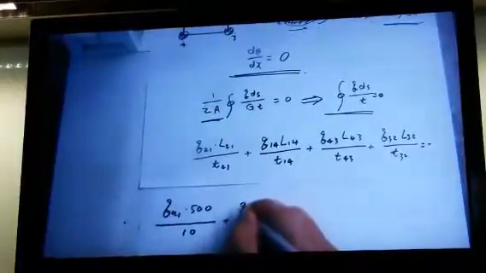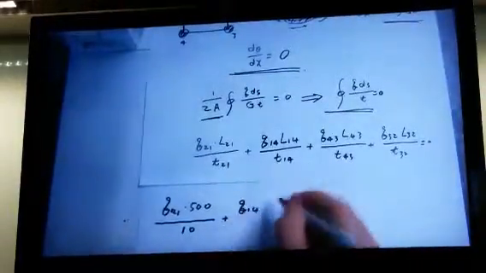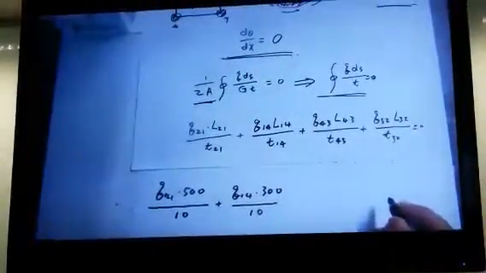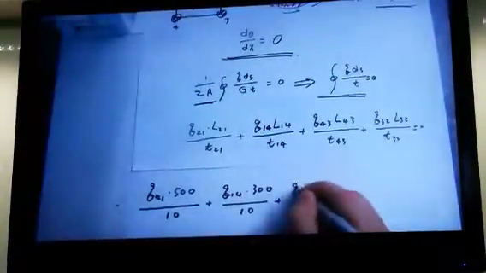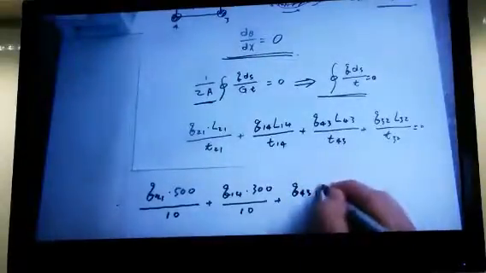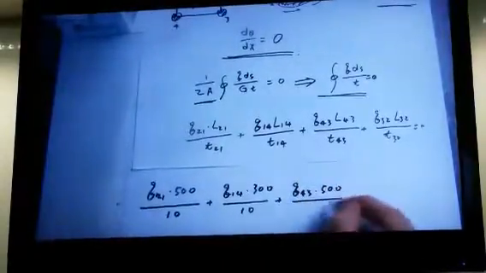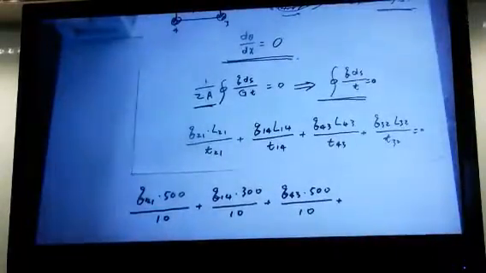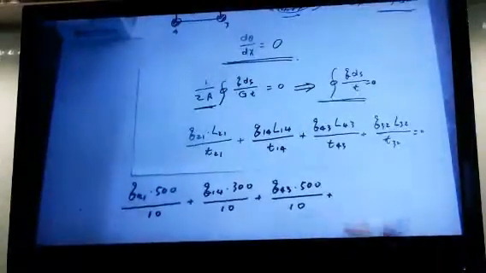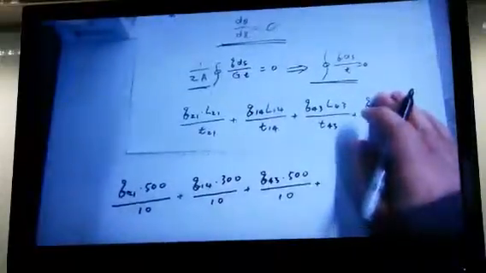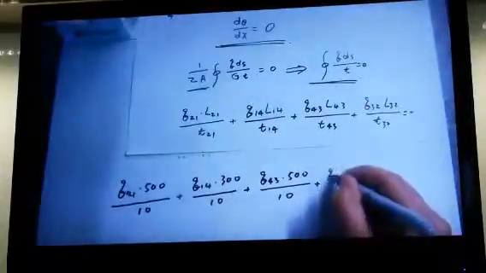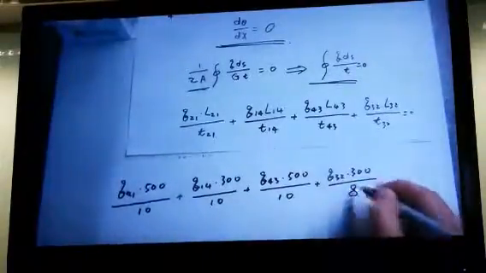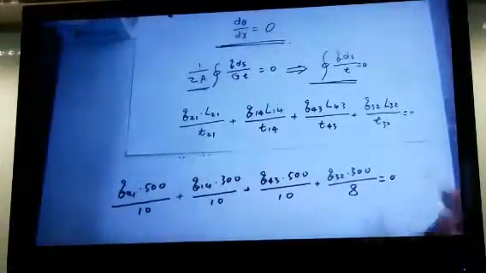The second term, 14, that one is 300 divided by 10. And on the third term, 3, 4, 500 divided by 10. And the last one, the thickness is different. It's 8. So that is how we include the thickness into the derivation. 300 divided by 8, okay, equal to 0.